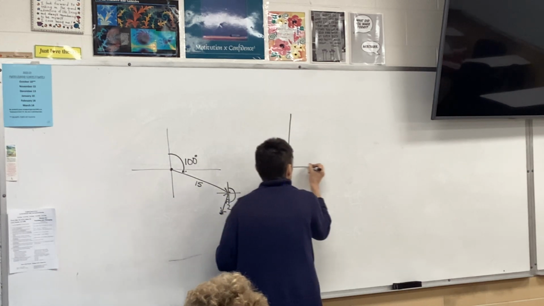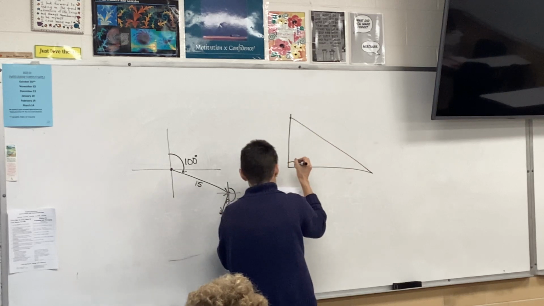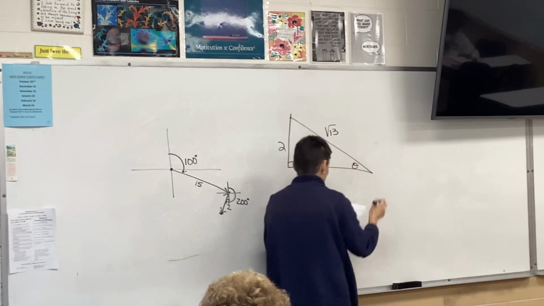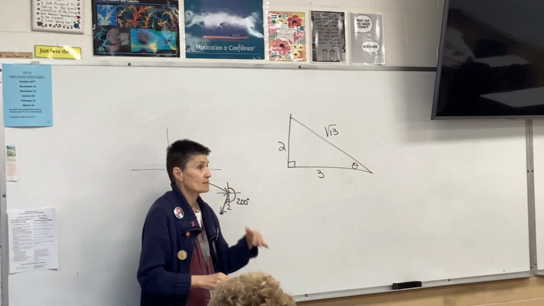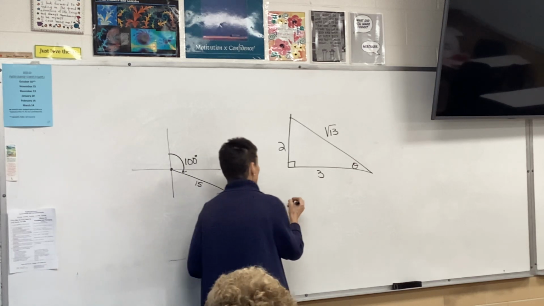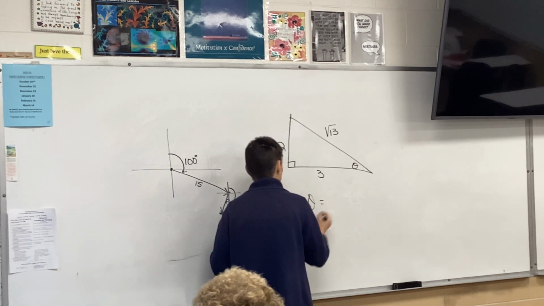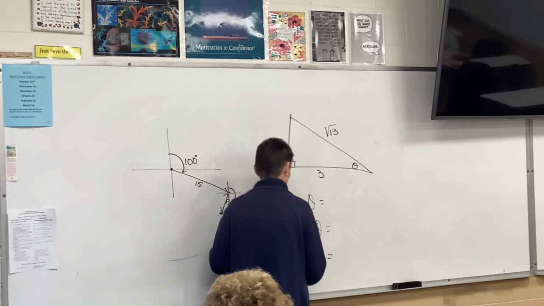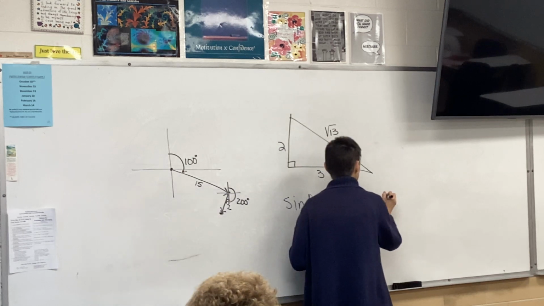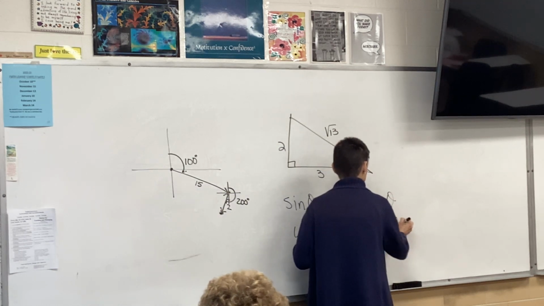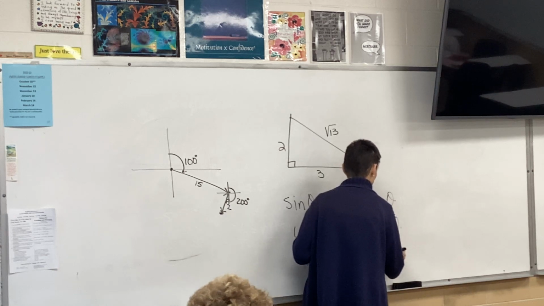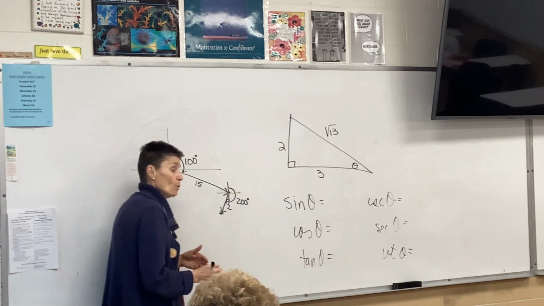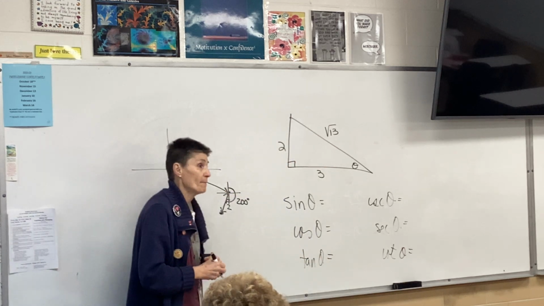Now, my assumption is that you have spent time with your purple sheet, so you know when it says find all 6 trig functions, we're finding the sine and the cosine and the tangent, the cosecant, the secant, and the cotangent. Now all this is on the purple sheet. Those are called the 6 trigonometric functions.